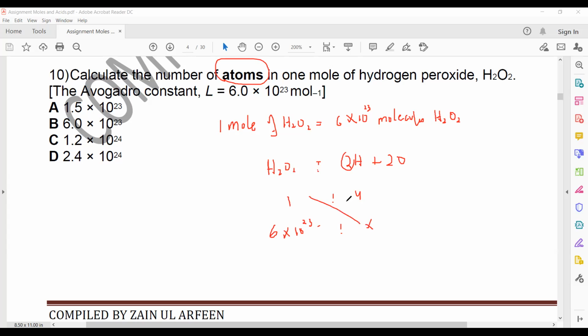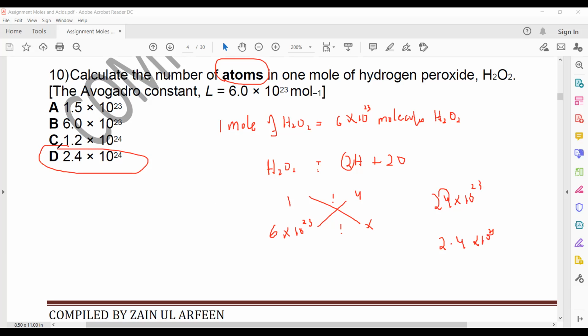how many atoms will be there? X, cross multiply. So 6 multiplied by 4 is 24. So this will be 24 × 10^23. Or, if you convert it, moving the decimal point to the other side, it will be 2.4 × 10^24. Is it clear? So D is the right answer.